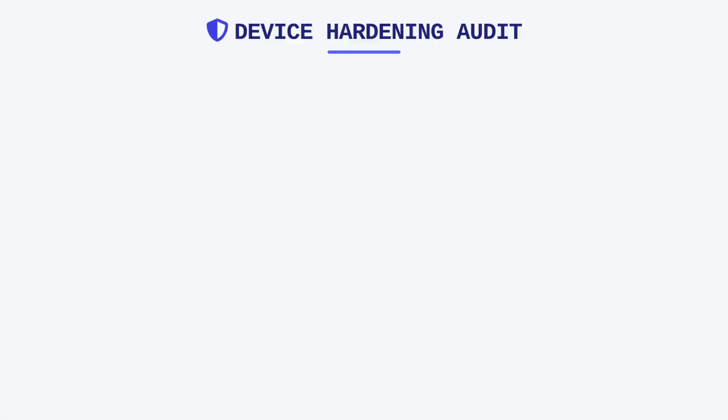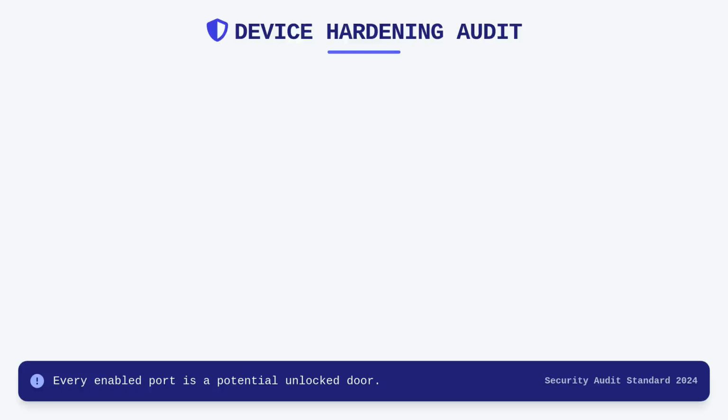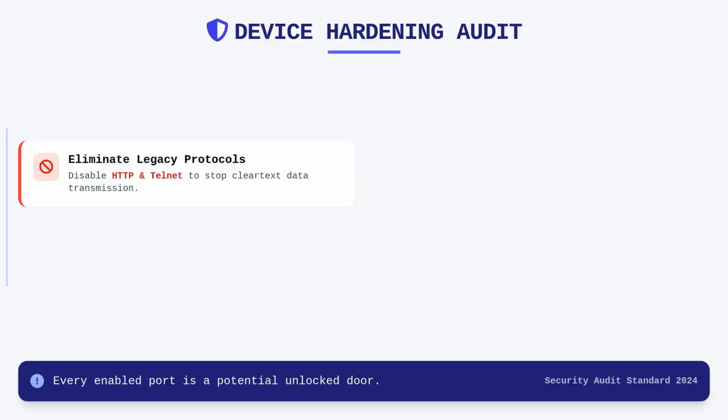We must also audit the device services, as every enabled port on a camera is a potential door that could be left unlocked. A common hardening oversight is keeping legacy protocols running, like HTTP or Telnet, which transmit sensitive information in clear text. Disabling unused services such as FTP, UPnP, or unnecessary discovery protocols reduces the number of reachable services that an attacker might probe for vulnerabilities.